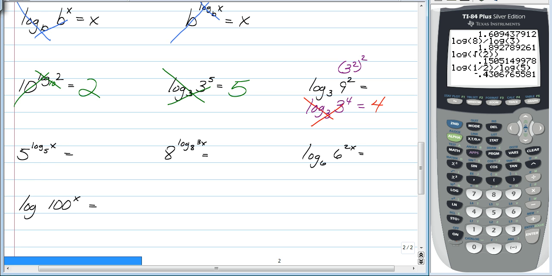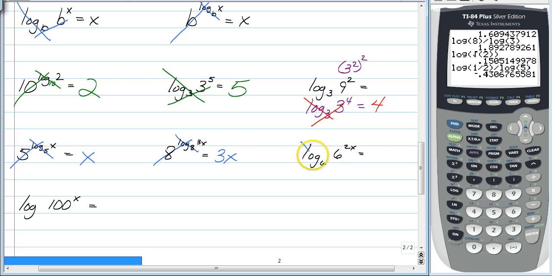And we got a couple more to do. So we have 5 raised to the log base 5. Bam, bam, goes away, left with x. We have 8 raised to the log base 8. So 8 and log base 8 cancel each other out. Done. You have 3x. And the last one, same kind of properties going here.